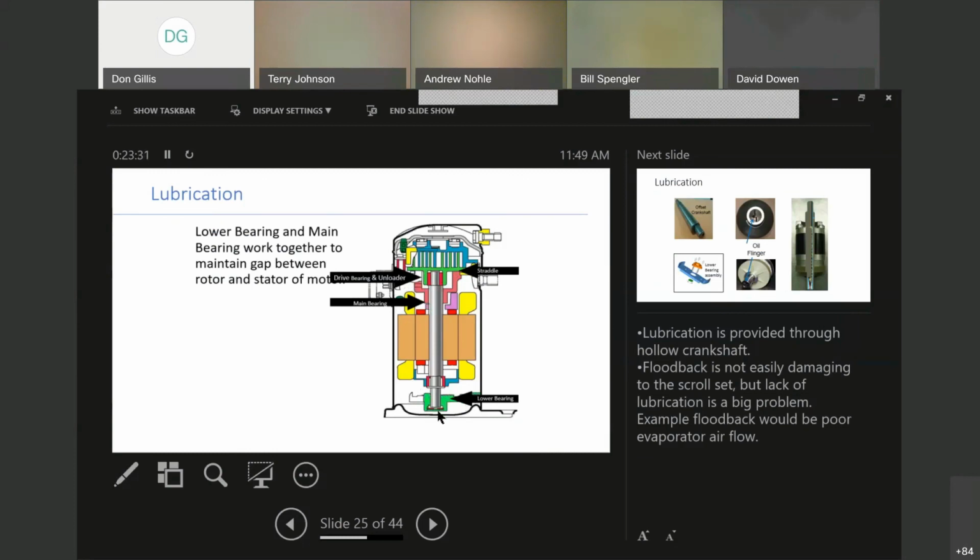Lubrication is provided through a hollow hole through the crankshaft here, and flood back is not easily damaging to the scroll set, but lack of lubrication is a big problem. Example of flood back would be like poor airflow across the evaporator, for example, or the TXV is starving or letting too much refrigerant loose.